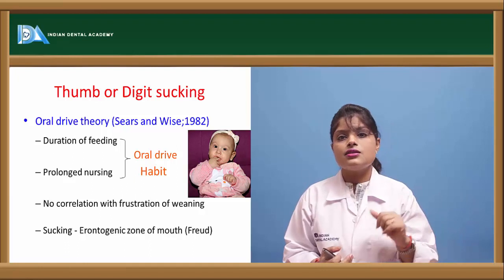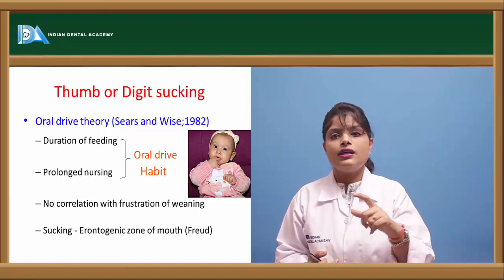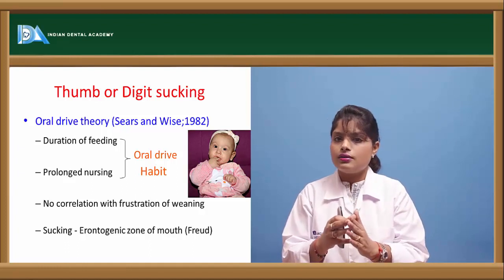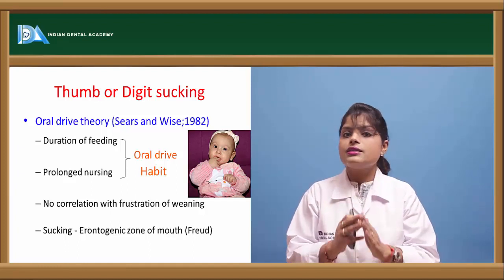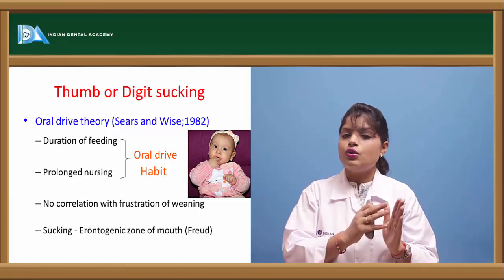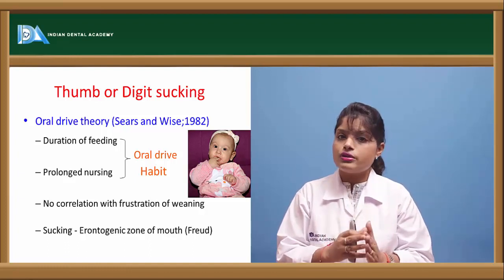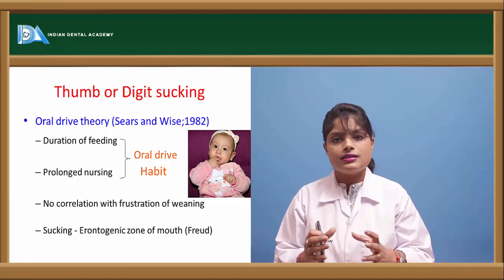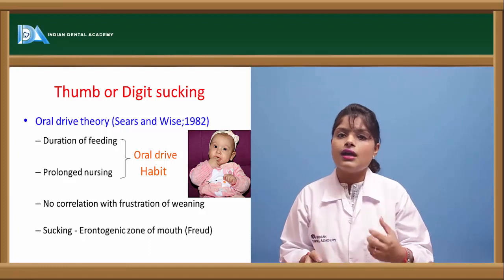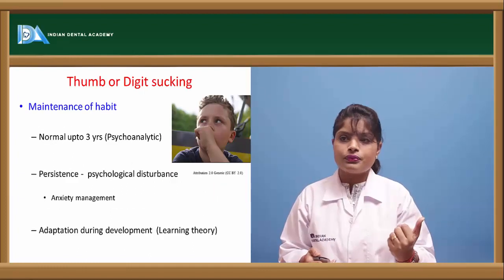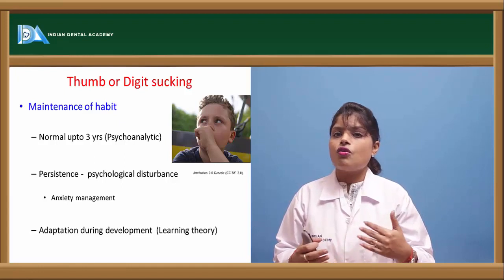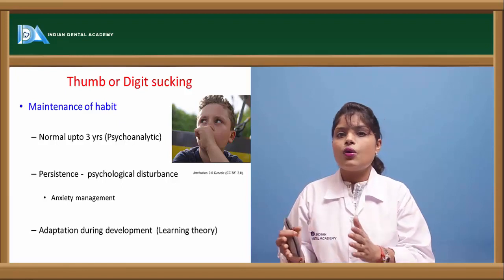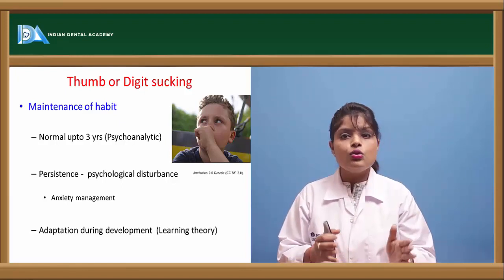Even in some cases, there is the opposite. If there is excessive feeding of the child, this will also lead to continuation of the habit of thumb sucking. This is because the mouth is an erogenous zone according to the oral drive theory or the oral stage of psychological development, and the child tries to gratify itself by means of thumb sucking through the mouth. Now, if there is persistence of the habit beyond 3 years of age, this will lead to deleterious consequences, or it will lead to malocclusion.